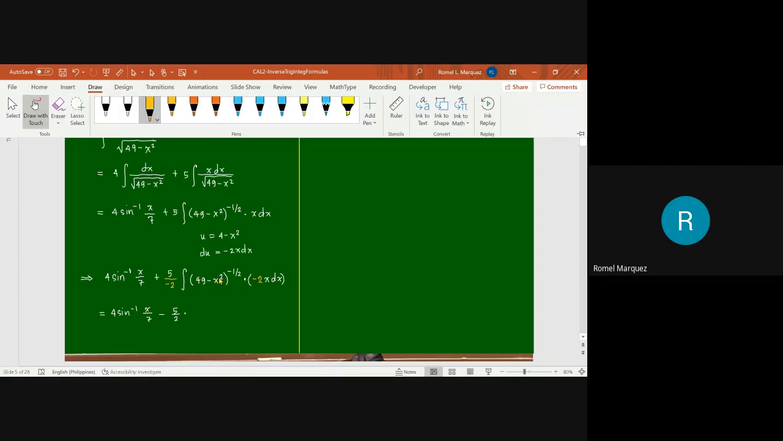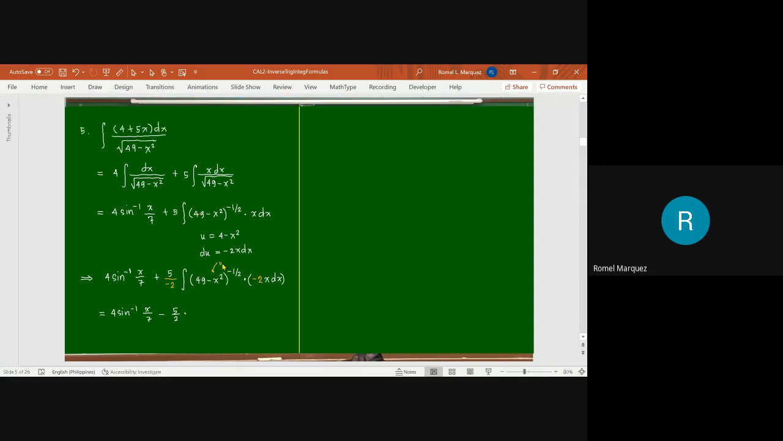Let me put that so that you are reminded. So this is u, not even the actual u, no? So that is 49 minus x squared. This is n, and this one is du. Integral of u to the n du. If it is the integral of u to the n du, the answer is u to the n plus 1 over n plus 1 plus c.